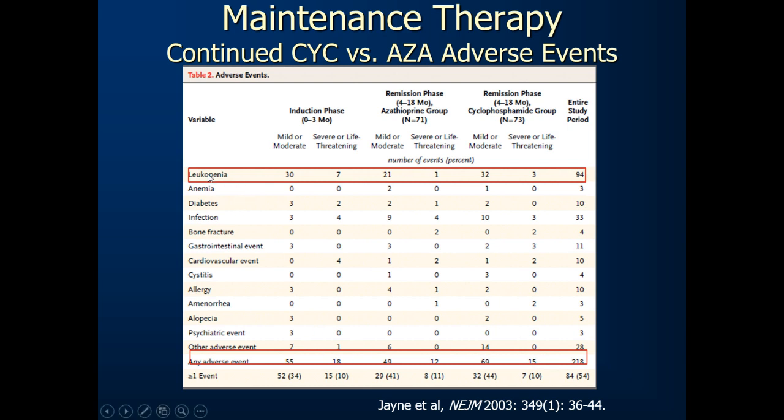What was sort of expected is that the leukopenia is worse during the induction phase and a little bit higher in the cyclophosphamide group when it's used for a longer period of time during the remission phase. And there was a higher number of adverse events in the patients receiving cyclophosphamide for longer.